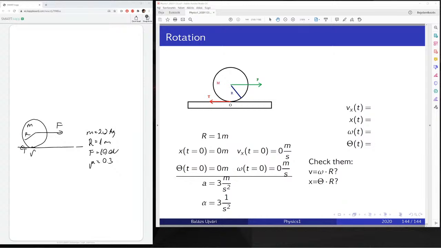Yes, it's 20 kilogram. All right, it's good news.